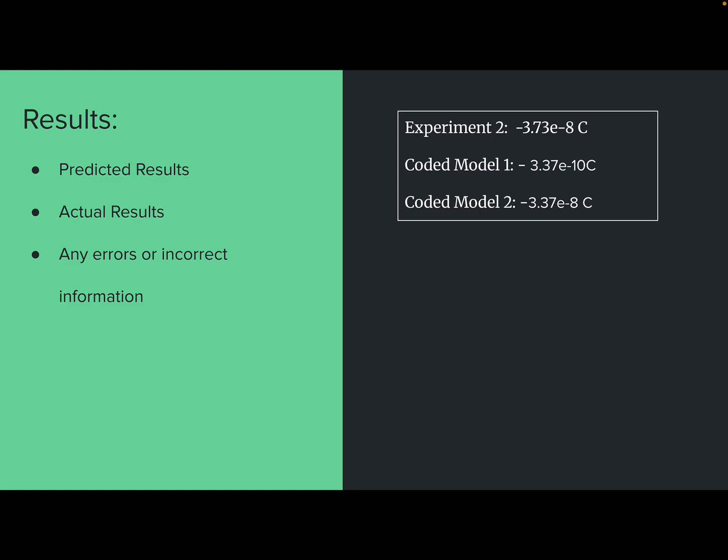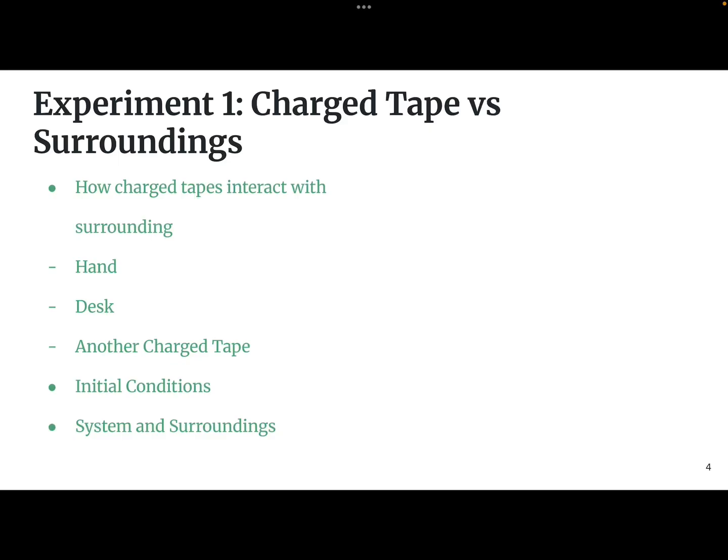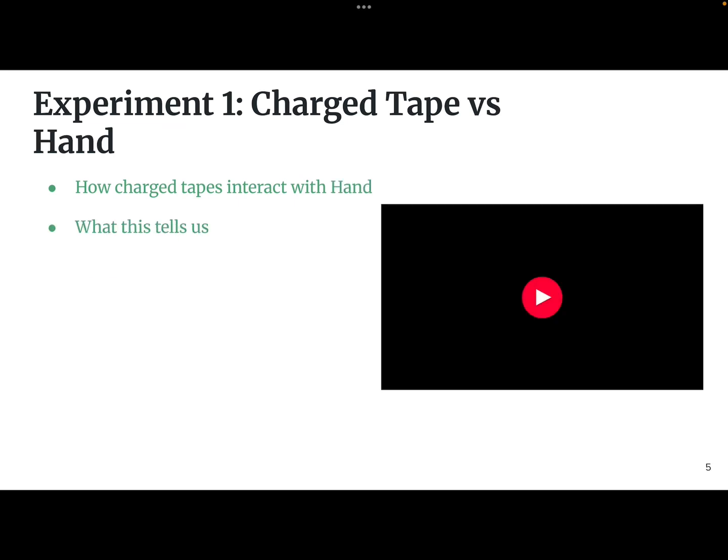Now, we have an experiment where we used charge tape and interacted with different objects in its environment. We used a hand, a desk, and then another charge tape. The initial conditions for this lab experiment are all the same. We have a charge tape, which then interacts with an object and its surroundings. The system is the charge tape, and the surroundings are the object that interacts with it and the earth around it. Now, first we have a charge tape with a hand.